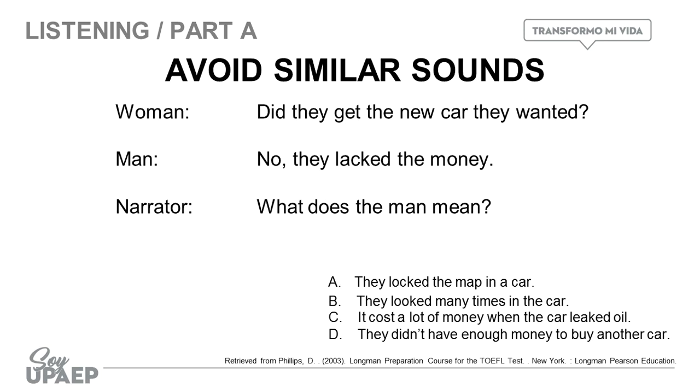The answer for this question is letter D. They didn't have enough money to buy another car. If you notice, the option sounds completely different to what the second speaker said. Option A cannot be the answer because lacked sounds like looked. Letter B cannot be the answer because lacked sounds like looked. Letter C cannot be the answer because lacked sounds like licked. That's why the answer is the one that sounds completely different.